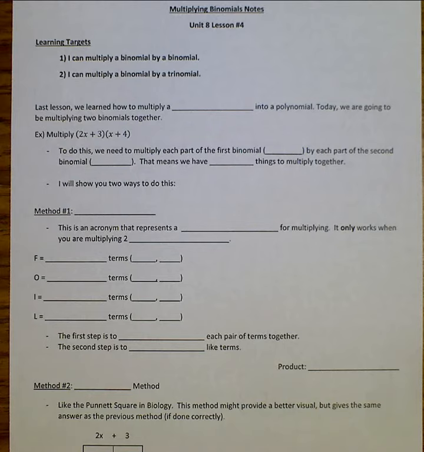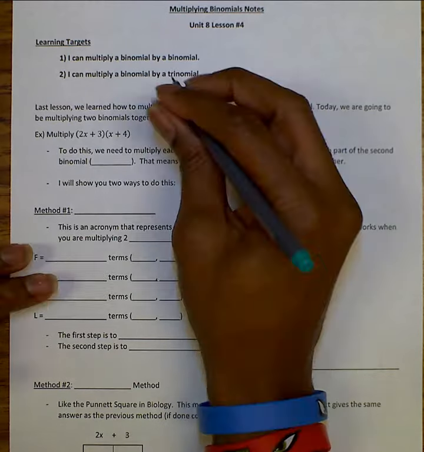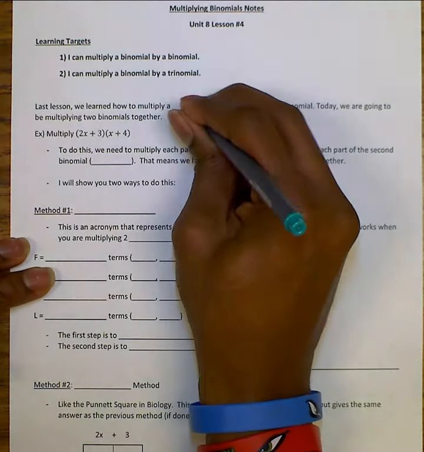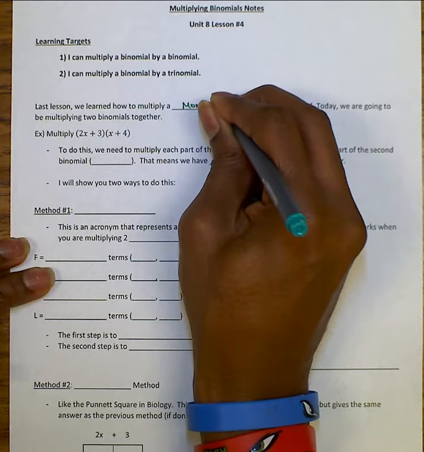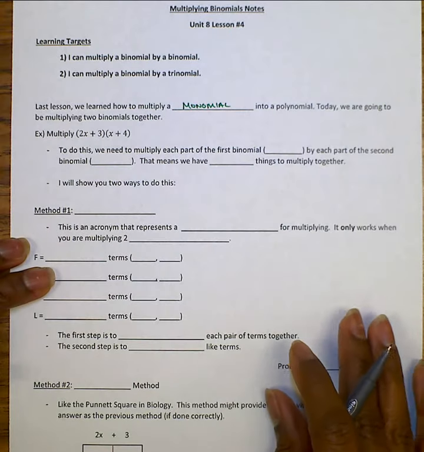Today we're going to talk about multiplying binomials. At the end of this video, you should be able to multiply a binomial by a binomial, and you should be able to multiply a binomial by a trinomial. In the last lesson, we learned how to multiply a monomial into a polynomial, and today we're going to be multiplying two binomials together.